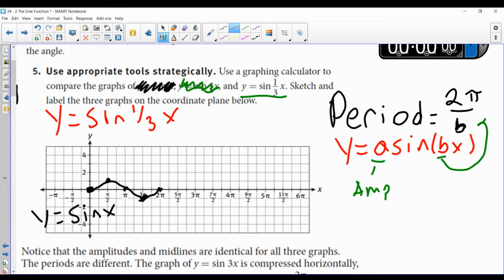Well, almost everything stays the same. My max and my min are not going to change. What this changes is the actual period of the function. While this graph ends at 2 pi, my sine of 1/3 of x is not going to do that. So let's figure out where it's actually going to end. Let's see how long one period takes.